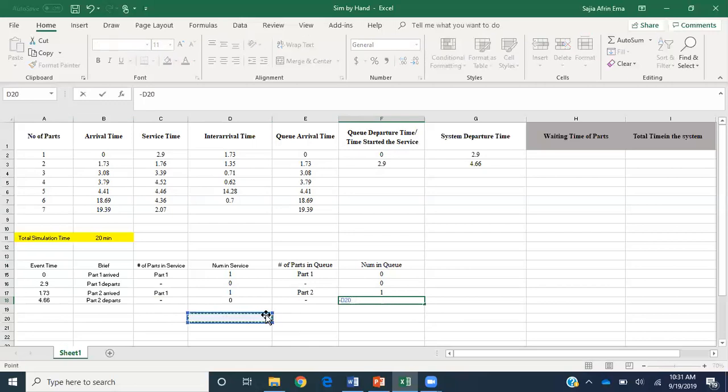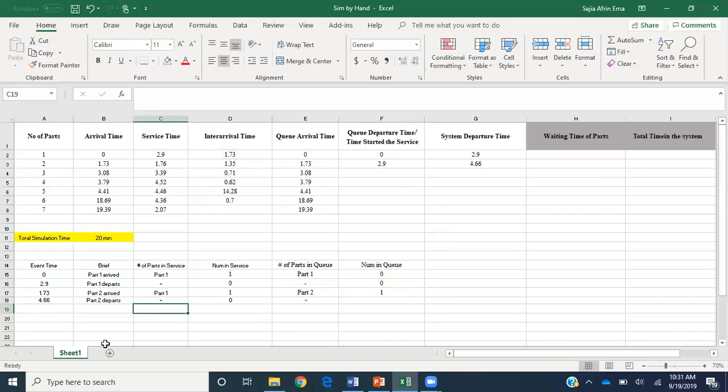Okay. Next, what happens in the system? Part 3 arrives exactly at 3.08 minutes. When can it start the service? At 4.66 minutes. When will it leave the service? At 8.05 minutes. So we got 2 more numbers. One is 3.08 minutes. What happens? Part 3 arrived.